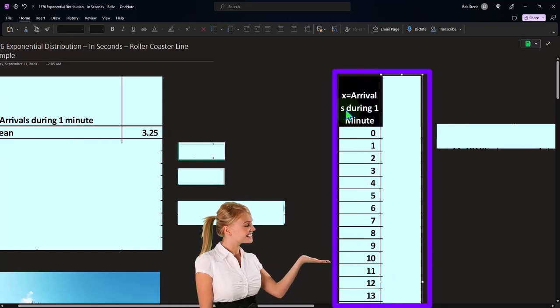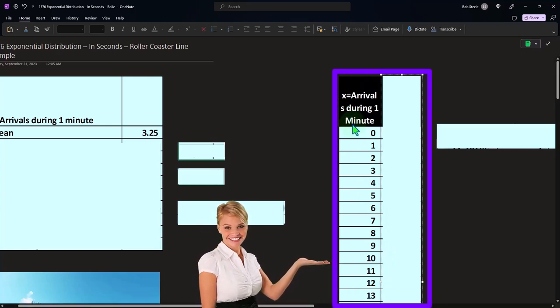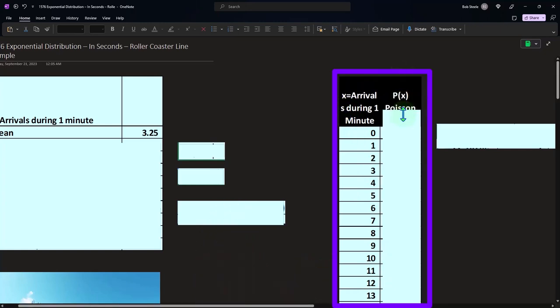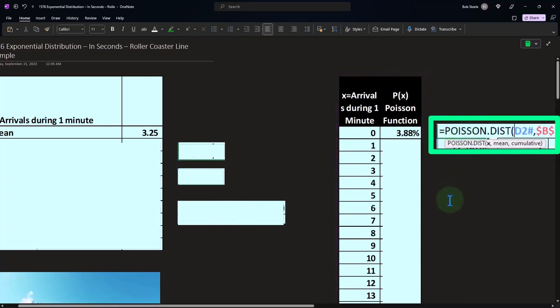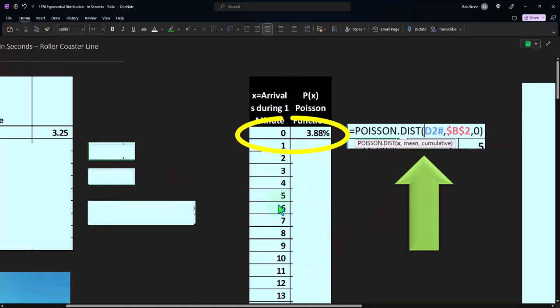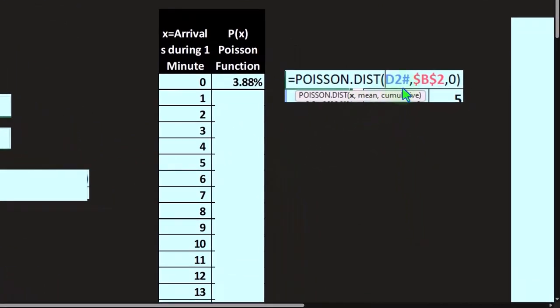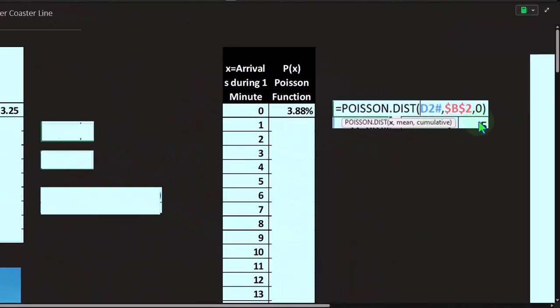If I was to graph this out, X is going to be equal to the arrivals during 1 minute. So what's the likelihood that zero people arrive in 1 minute? We're going to say that that's going to be the 3.88 percent according to our POISSON.DIST function, which is going to be taking the X, which is going to be this. We have a range here, a spill that we're taking. That's why the hashtag is there, comma, the mean 3.25. And then the cumulative, it's not cumulative. That's why it's going to be a zero, because we're looking at just the zero. We did that all the way down.